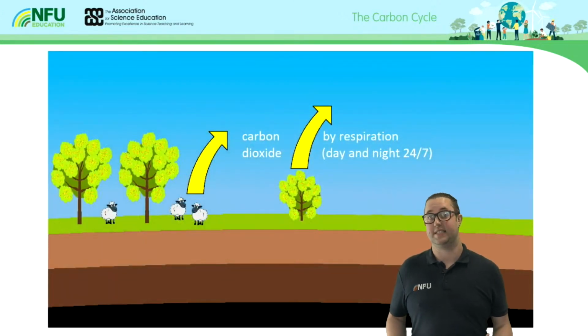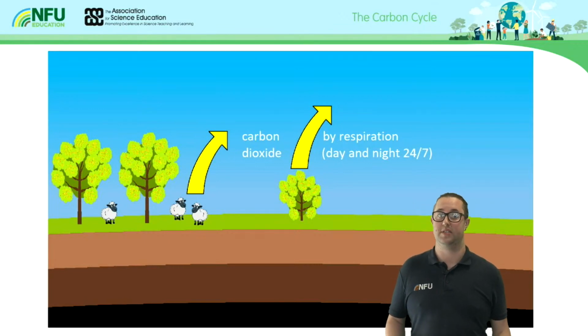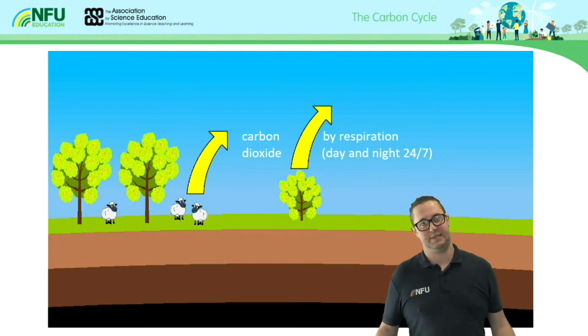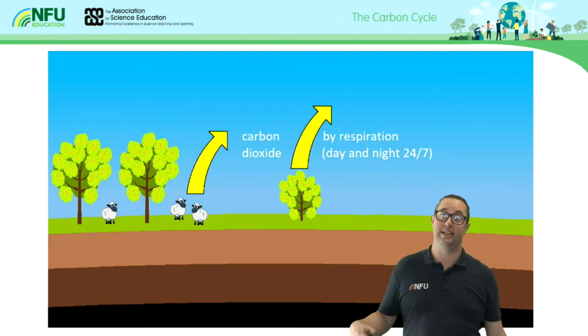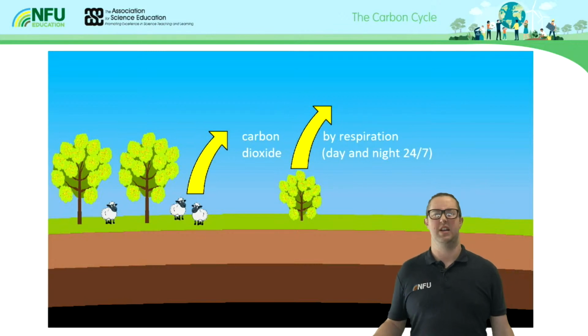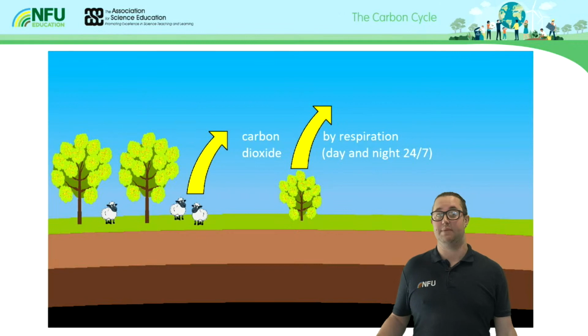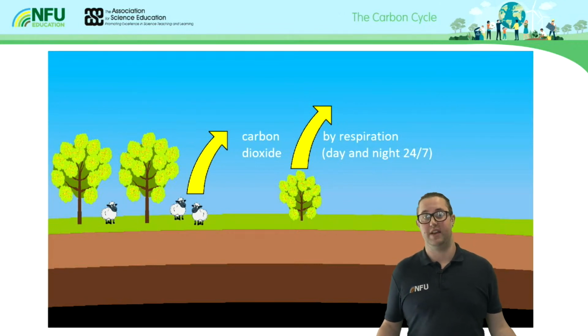Carbon dioxide enters the atmosphere naturally from living organisms. For example, both animals and plants produce carbon dioxide by a process called respiration. Respiration is the process by which energy is released from food using oxygen from the air. The air we breathe out contains only about 4% carbon dioxide. All plants and animals respire 24/7, and so therefore release carbon 24/7.